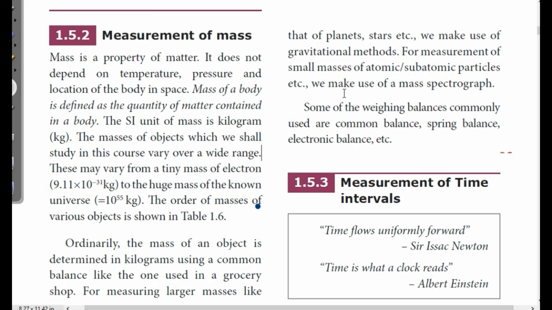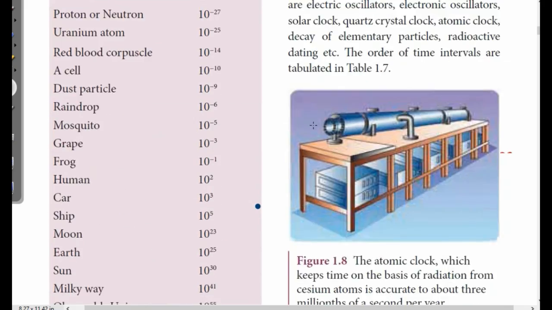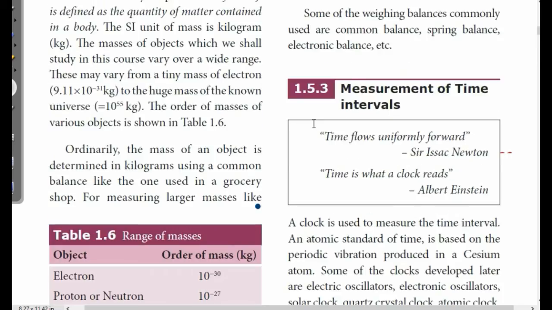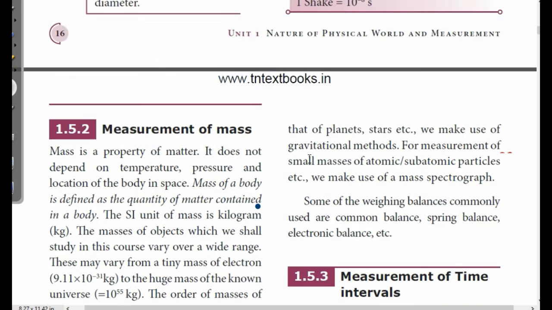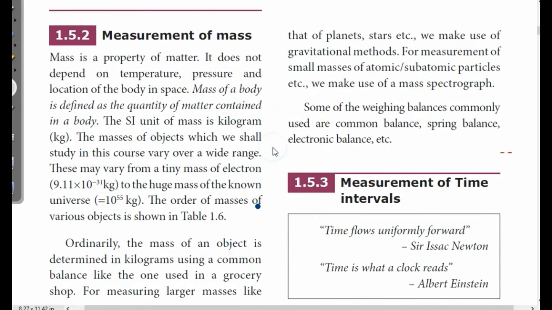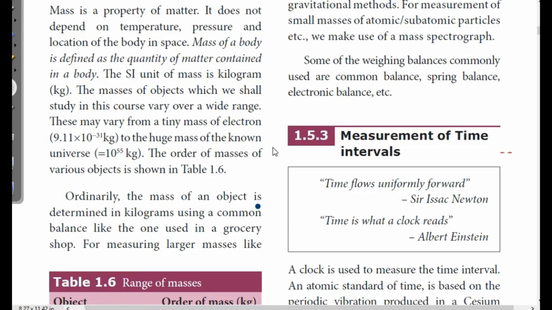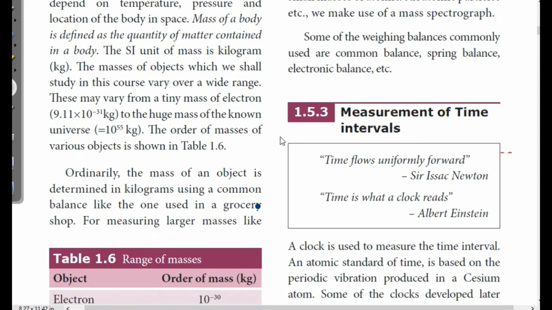For measuring larger masses like planets and stars, we make use of a method called the gravitational method. For measurement of small masses, we make use of a method called mass spectrograph. Some of the weighing balances commonly used are spring balances and electronic balances, which you see in the common everyday shops.